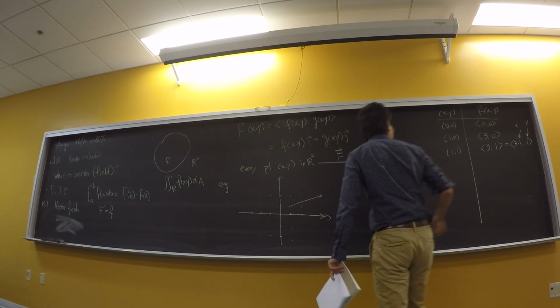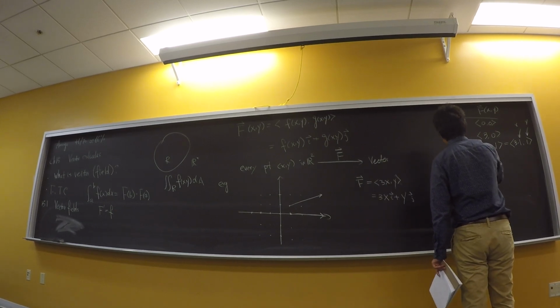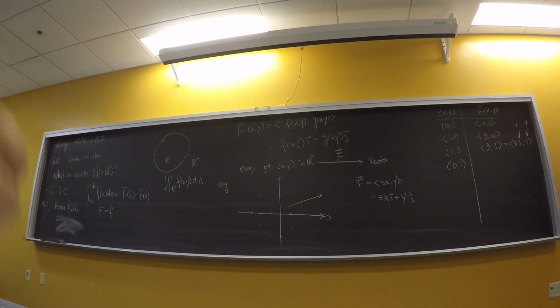For instance, I can have, say, 0, 1. What is the vector we have according to this formula? 0, 1.